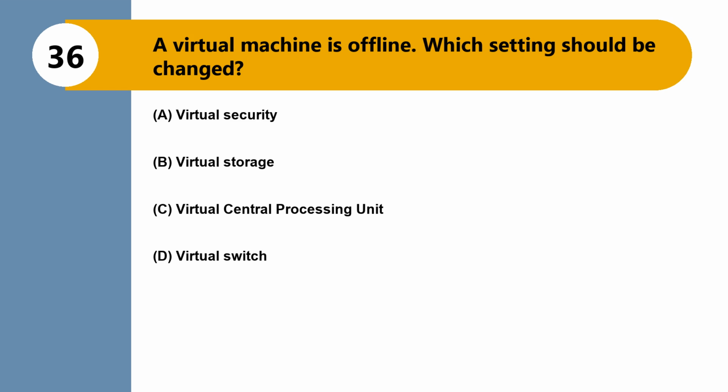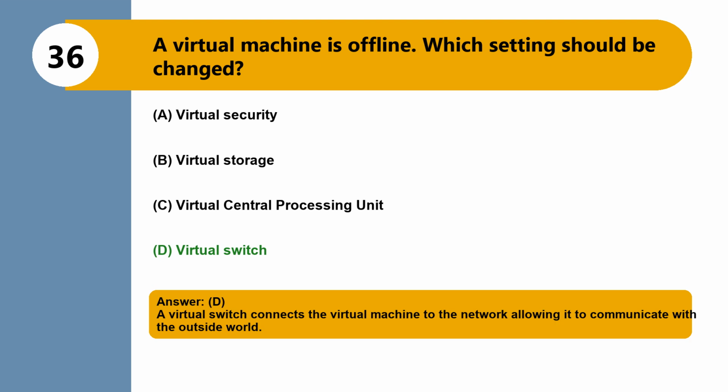Question 36. A virtual machine is offline. Which setting should be changed? Option A, virtual security. Option B, virtual storage. Option C, virtual central processing unit. Option D, virtual switch. The correct answer is option D, virtual switch. A virtual switch connects the virtual machine to the network, allowing it to communicate with the outside world.